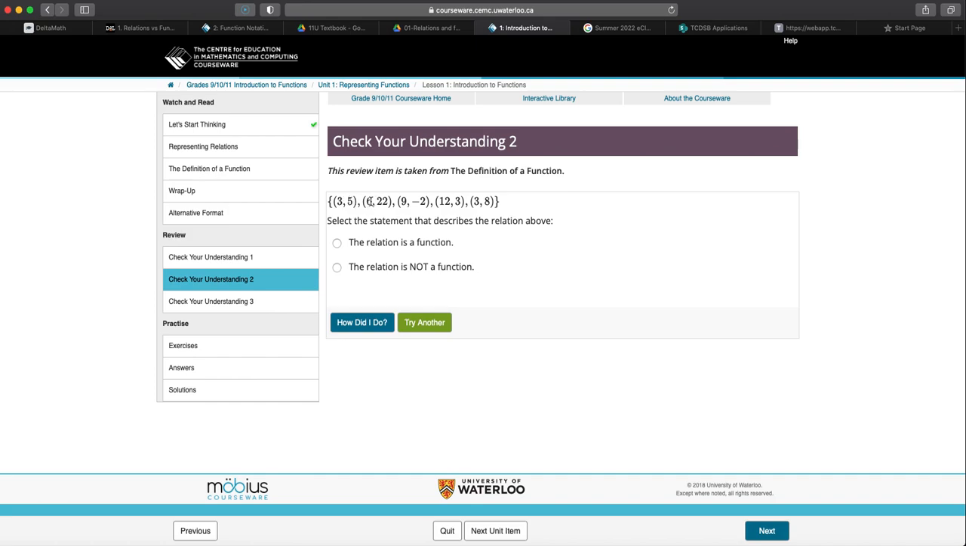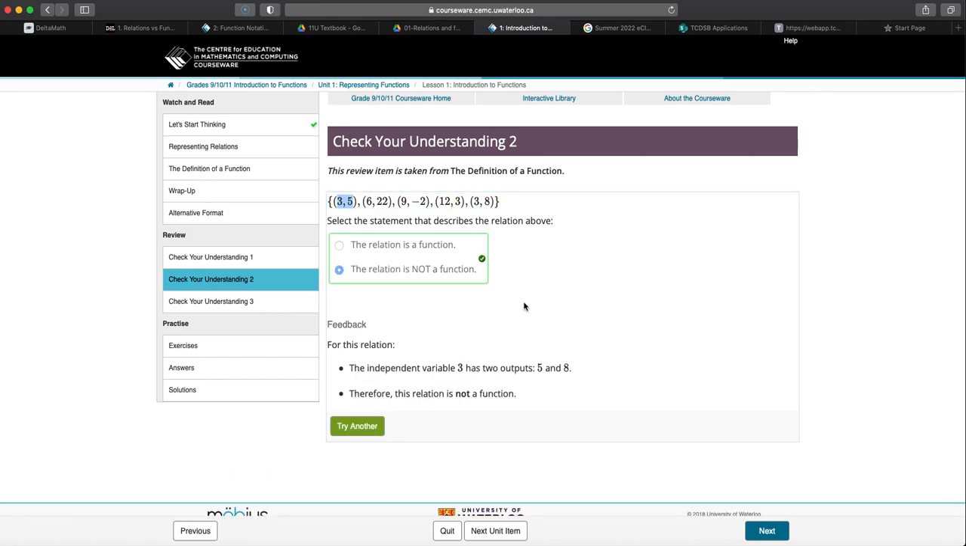Here's 6 and 22. Those are unique. 9 and -2, 12 and 3, and 3 and 8. So right off the bat, I have 3 and 8 and 3 and 5. So there are two values for y for this one value of x. So this relation is not a function, and I can check this.